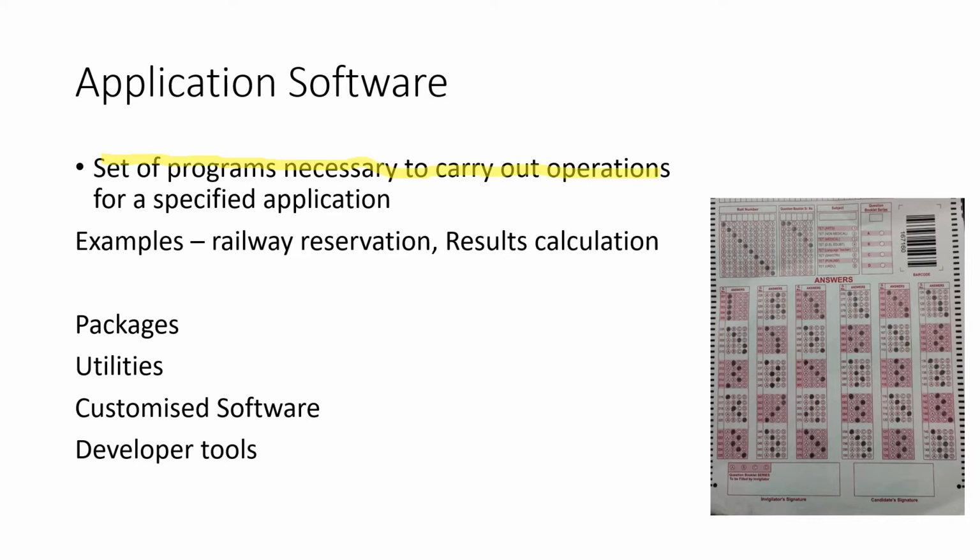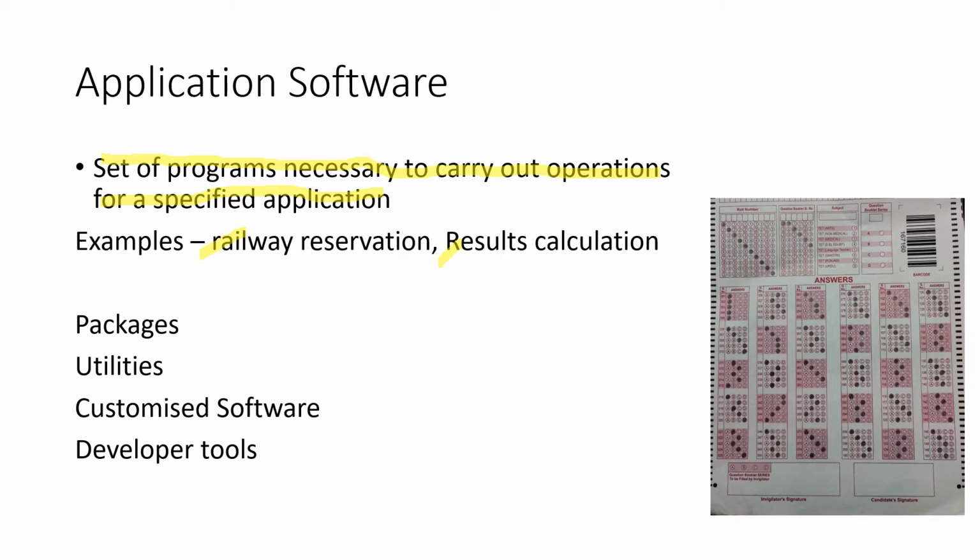As examples, we can say a railway reservation system or the results calculation software. If we take the railway reservation system, the application running has to get the details of the passenger, like the age, name, the start location, the end point, the train, and the date of travel, etc. To do all this, process the information and book a ticket for the passenger, an application has to run in the background, and it has to be written to do these tasks.